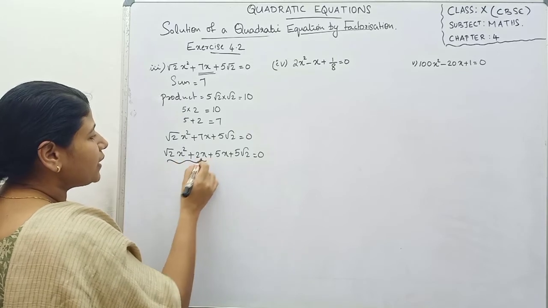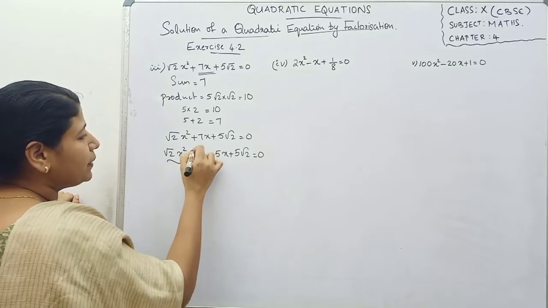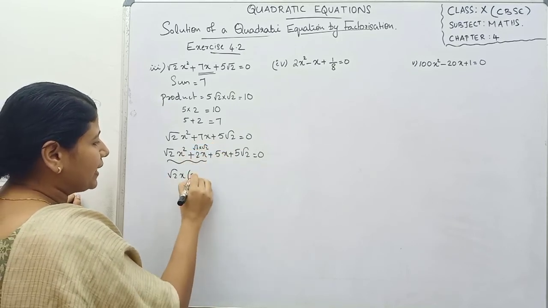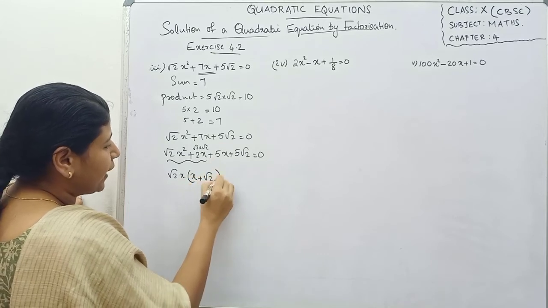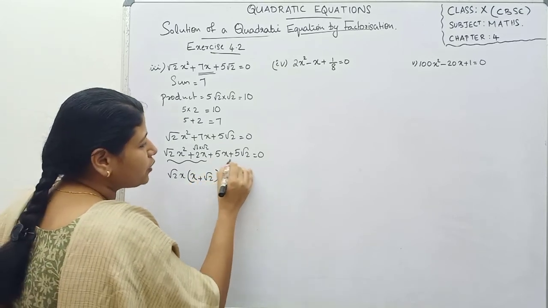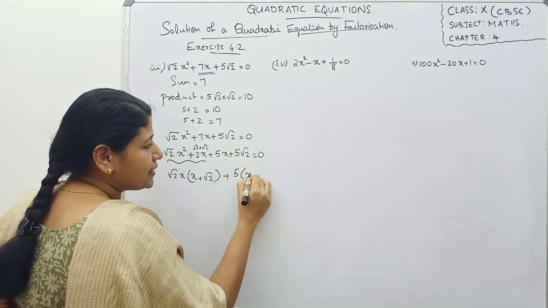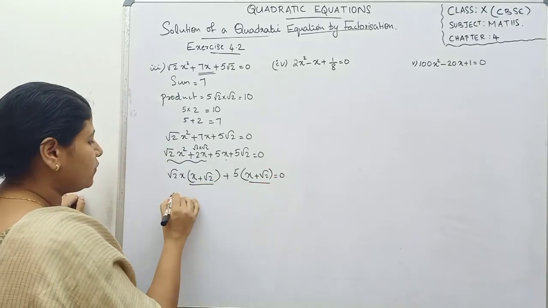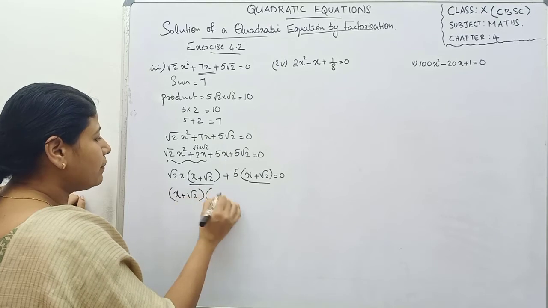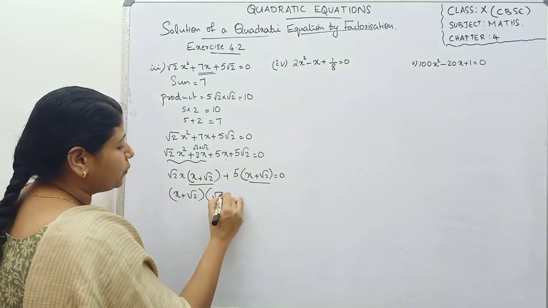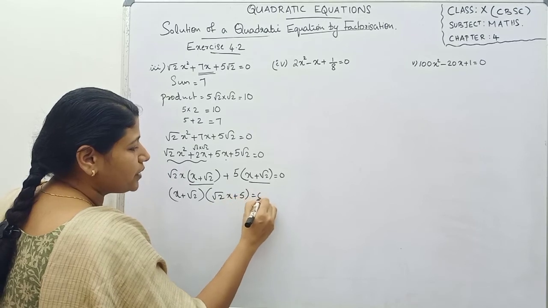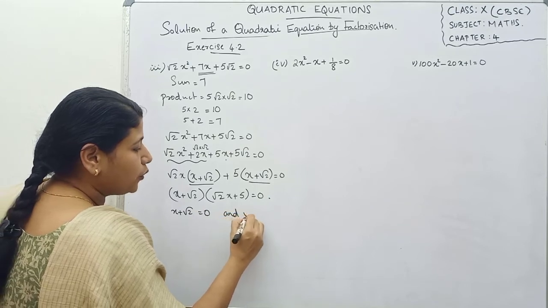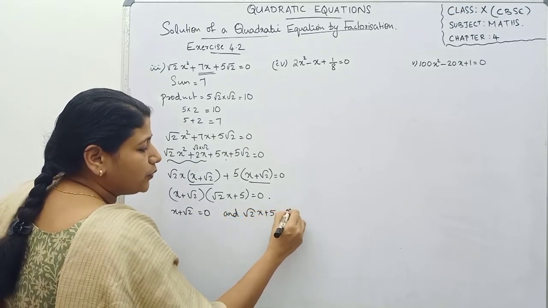From the first two terms, we can take root 2 outside, isn't it? 2 can be written as root 2 into root 2. So I am taking root 2x outside. Then you will get here one x remaining and here plus root 2. X plus root 2 is inside the bracket. Now here also we can take 5. Then you will get here one x is there and one root 2 is there. So we got x plus root 2 as the common factor. So we can take x plus root 2 into the remaining, which is root 2x plus 5, equal to 0.